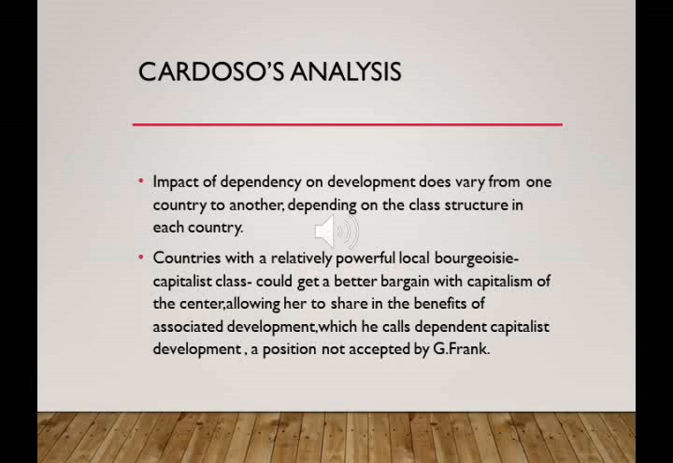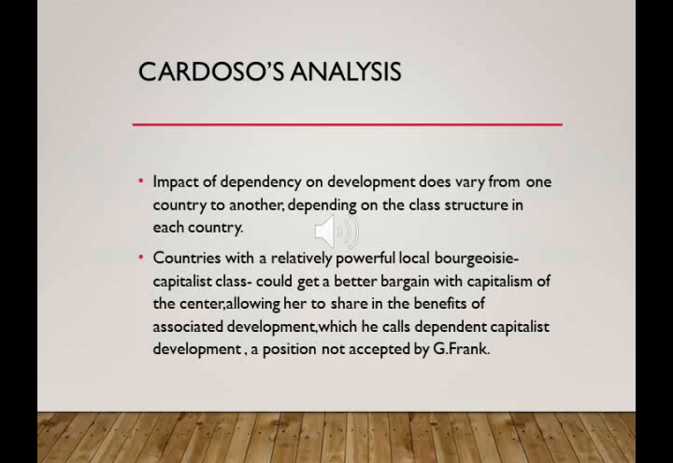So the local capitalist class together with a competent government that knows what is good for the country, the two together can get terms of relations with the companies of the center, with countries of the center, which are favorable to development in their own country. So the impact of dependency would vary then from one country to the other, depending on local conditions.